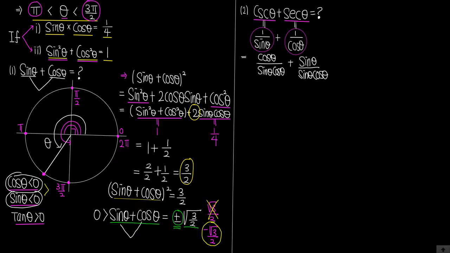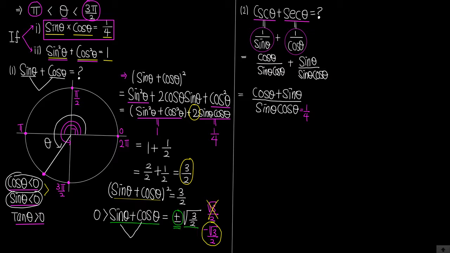Now we have a common denominator of sine of theta and cosine of theta, so we can actually add them together. So you will get cosine of theta plus sine of theta over sine of theta times cosine of theta. But we already know that the term in the denominator, which is sine of theta times cosine of theta, is already given as 1 over 4 from the conditions, so we can simply substitute it as 1 over 4.